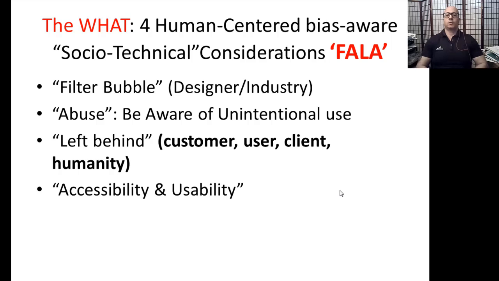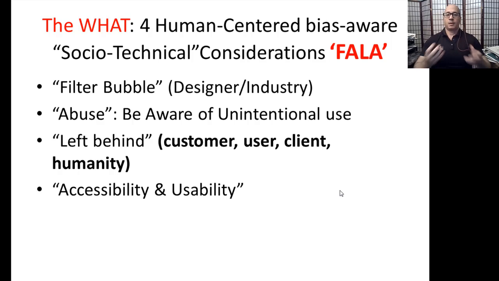And where does that tie in with what we have here? Well, there's at least 4 human-centered, bias-aware socio-technical considerations that you should consider when developing any product, any app, any concept, anything that has to do with technology, especially now in the artificial intelligence age. And the acronym is FALA. FALA. These are 4 areas of human-centered design that you have to consider in any endeavor, in any innovation that you plan. What does FALA stand for?